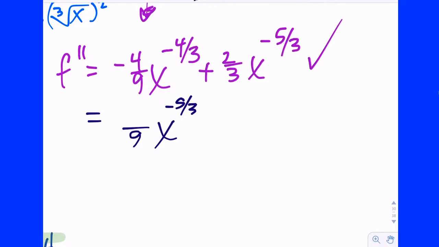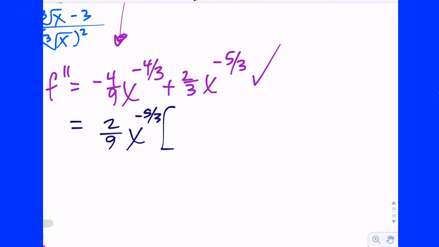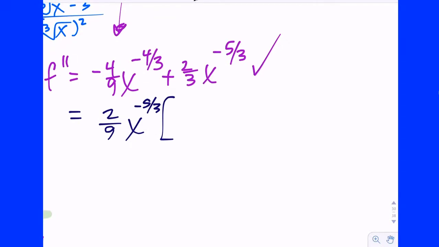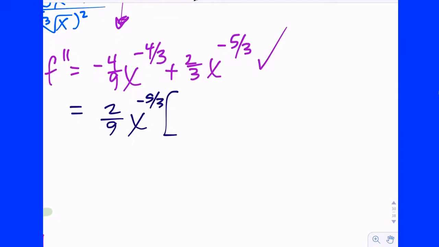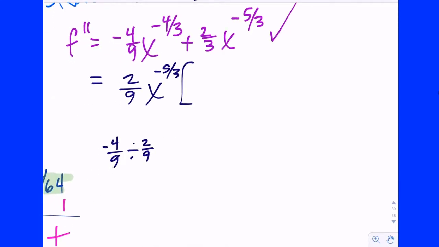And then I do have a common factor also of what? In the 4 and 2? A 2. So I have a common factor of 2. So I'm going to factor out a 2/9. I'm going to show you how to do it. This is a good skill. Remember, factoring out is the same as dividing out. So if you're not sure, go off to the side. What's negative 4/9 divided by 2/9? Well, stay, change, flip. Negative 4/9 times 9/2. Your 9's divide out, and you're left with negative 4/2, which is negative 2. Okay, there's your number.